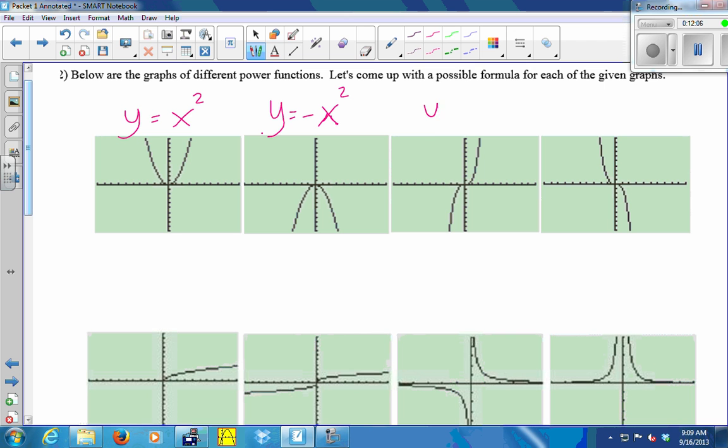y equals x cubed. Just one of the standard parent functions whose graph you should be familiar with. How about the next one? Negative x cubed. This looks like it was just another reflection over the x-axis.